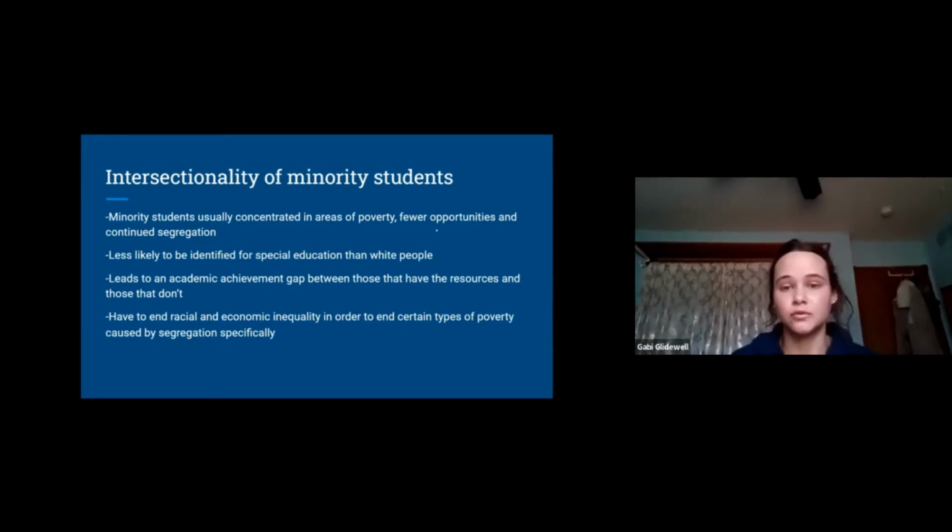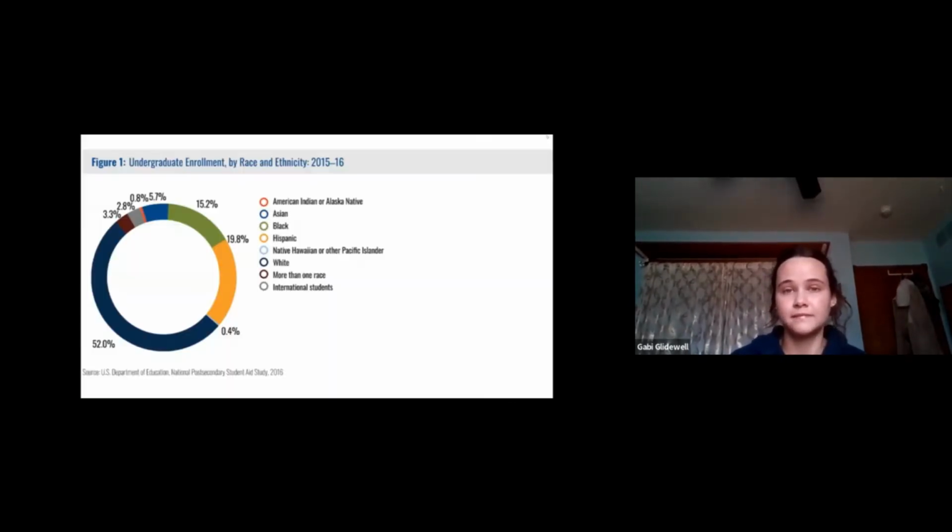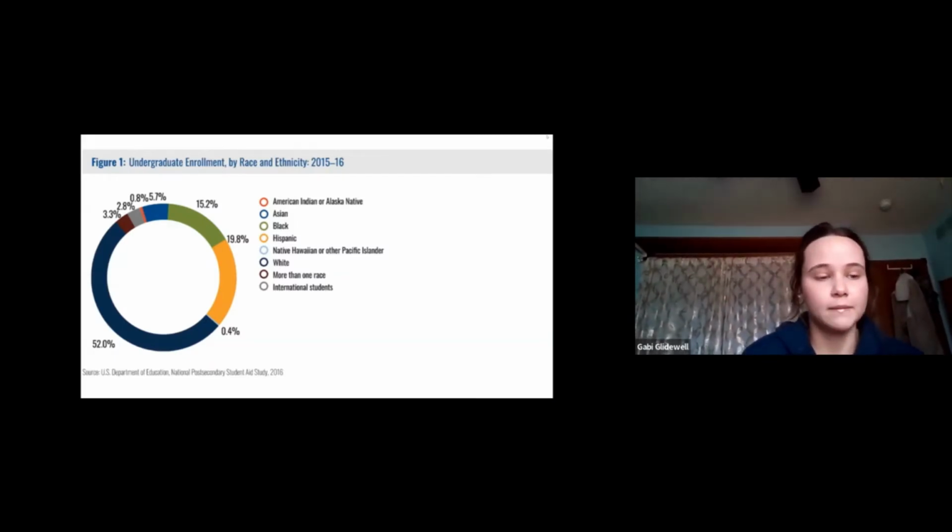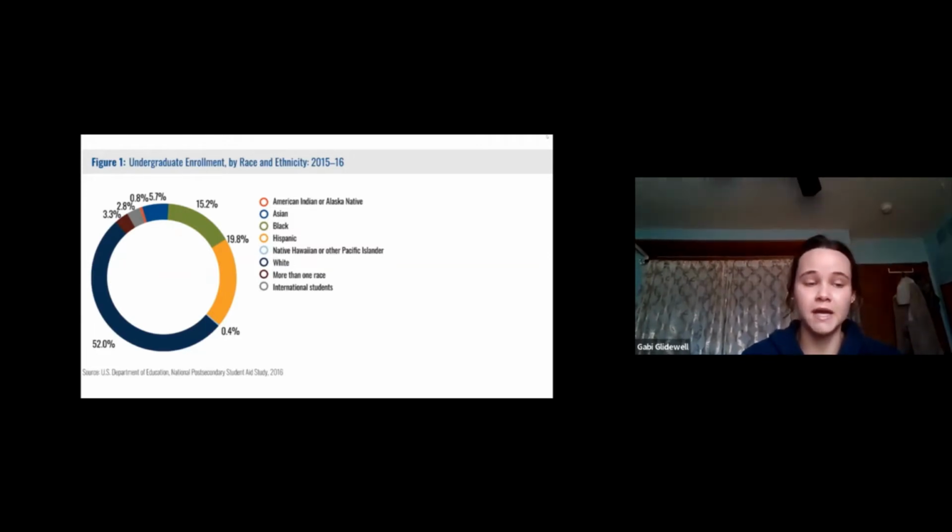And the continued segregation leads to groups continually not having the resources that they need in order to succeed in the classroom. In order to end racial segregation and economic inequality, we have to end all types of poverty caused by segregation specifically. So if we look at this chart, over 52% of people who enroll for undergraduate programs are white. And then if we just specifically focus on the green section, that's African Americans, which is a much, much smaller portion of undergraduate enrollment.